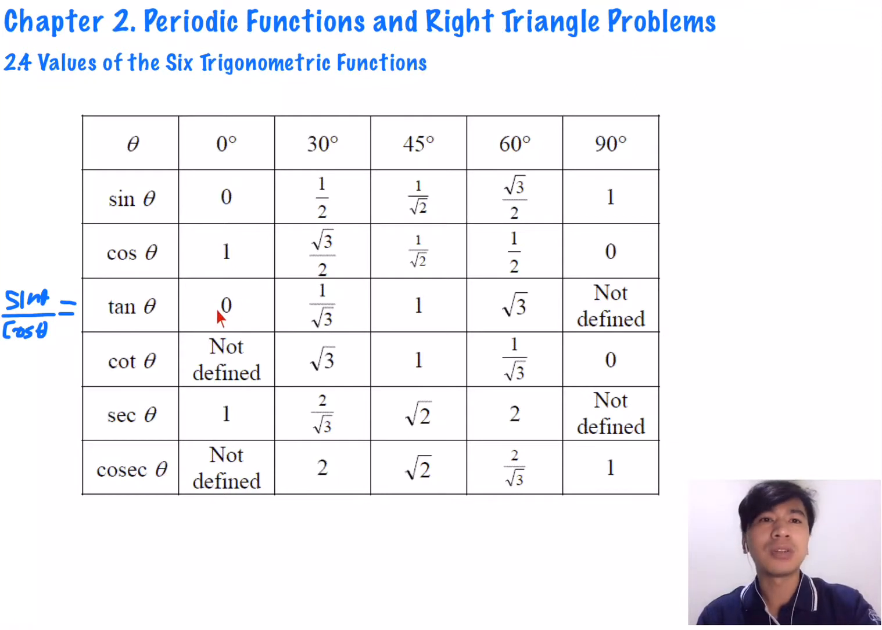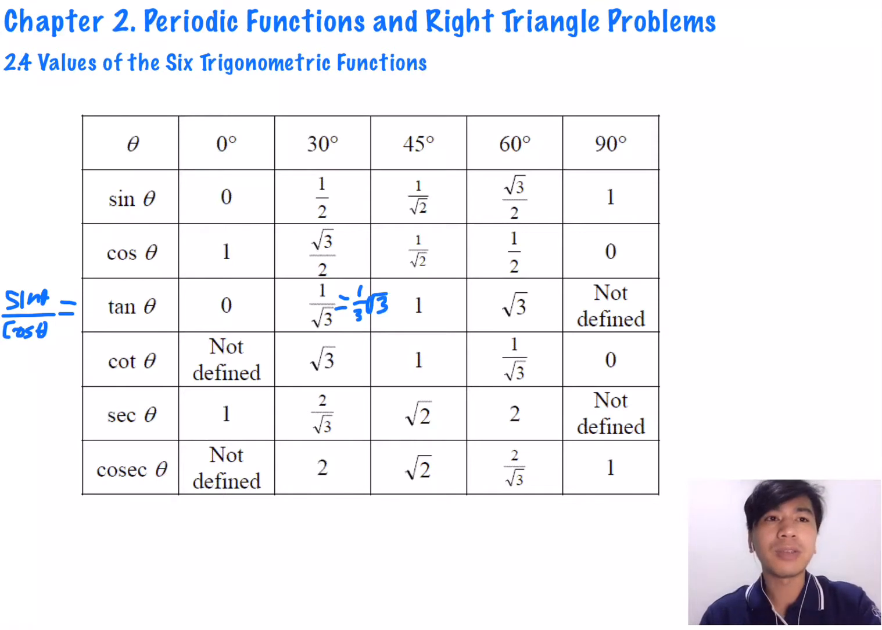What is tangent of 0 degrees? It means that you divide sine by cosine. 0 divided by 1, you get 0. How to get 30 degrees? Then it will be half divided by square root of 3 over 2. Then you'll get 1 over square root of 3.